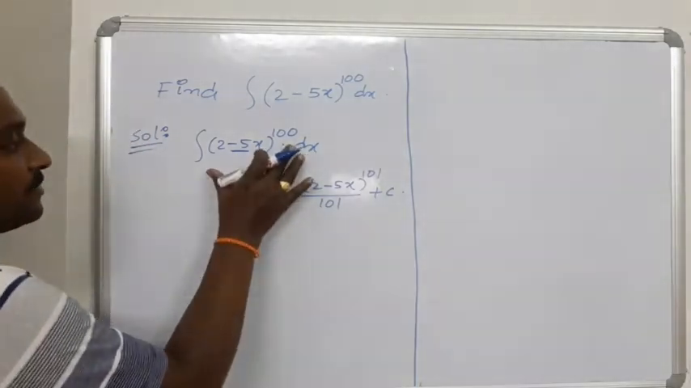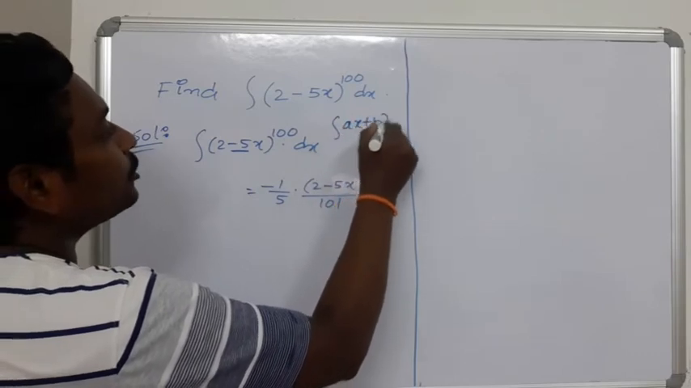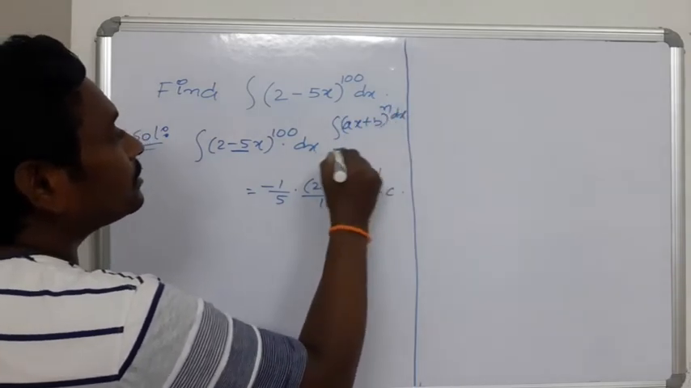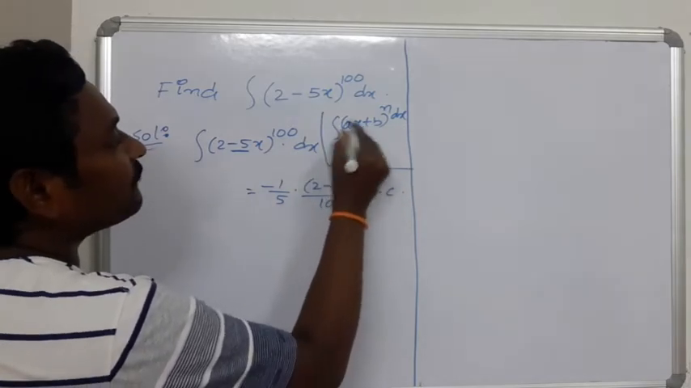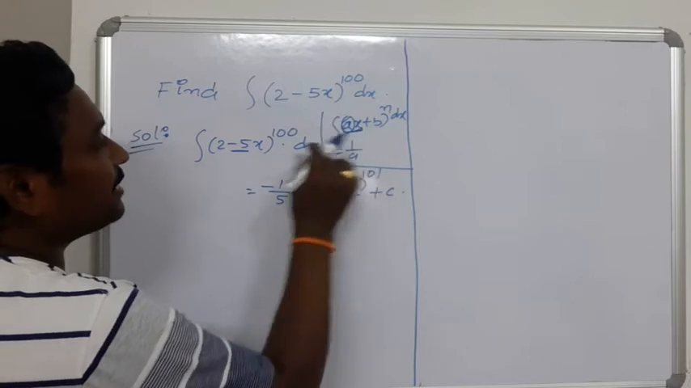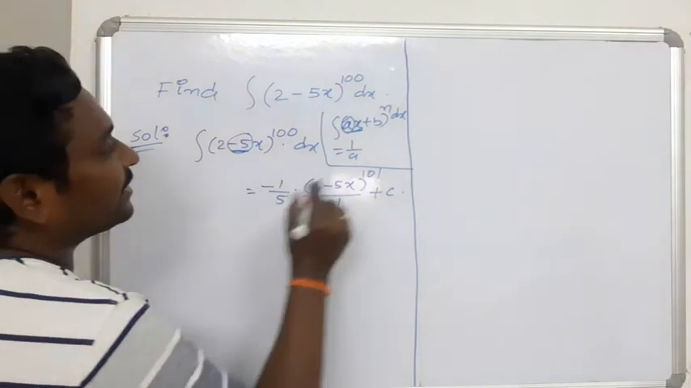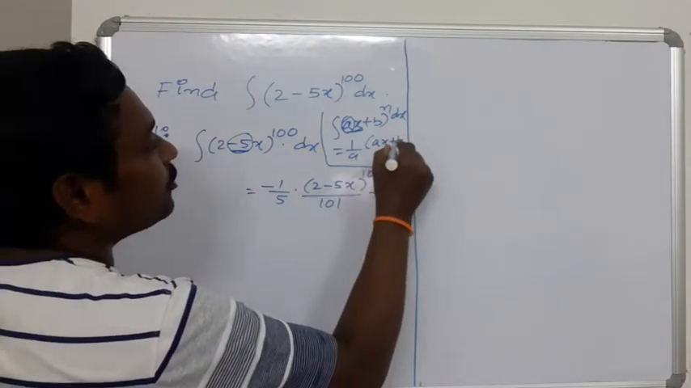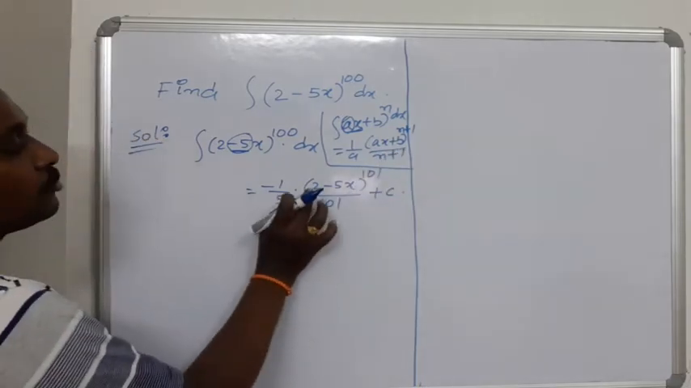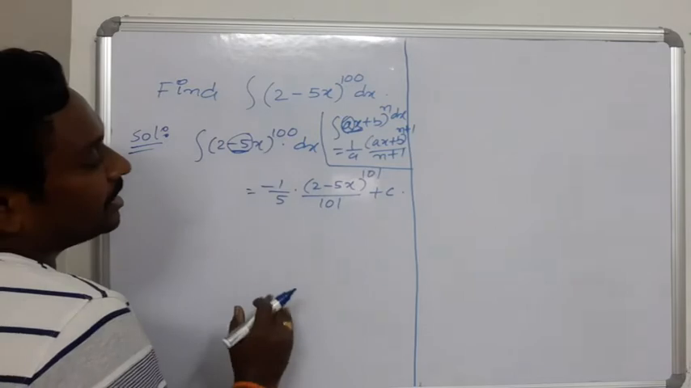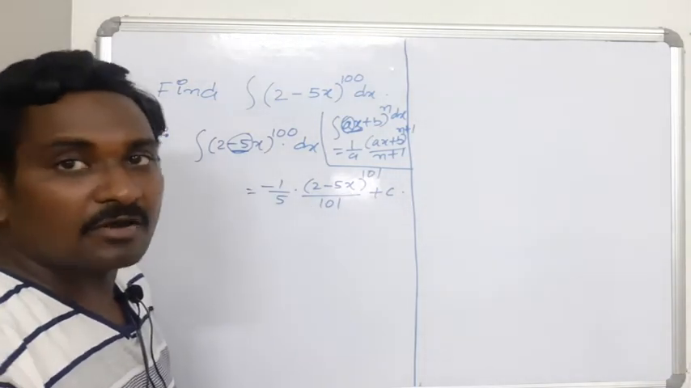We are obtaining this by using the formula: integration of (ax plus b) whole power n dx is equal to, what is the formula for this one? 1 by a, which is the coefficient of x. The coefficient of x is a, here we have minus 5. That's why I am writing minus 1 by 5 into (ax plus b) whole power n plus 1 by n plus 1. That's why you will get (2 minus 5x) whole power 100 plus 1 by 100 plus 1, which is 101. After completion of integration, we should add the constant c.